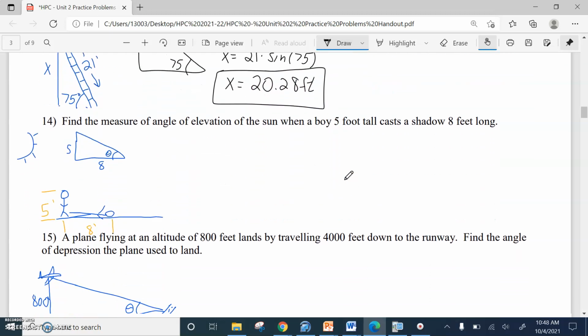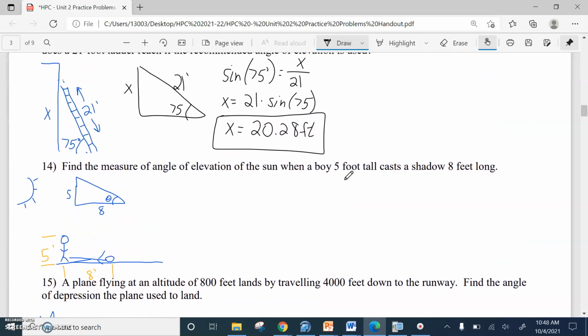Number 14, there we go. Find the measure of the angle of elevation of the sun when a 5-foot boy casts an 8-foot shadow. So there's my lovely image, a 5-foot person and their 8-foot shadow. What we have to do is set up that triangle. In fact, it looks like I already did that. Here we have our 5-foot mark vertically, 8 horizontally. They're asking for the angle.